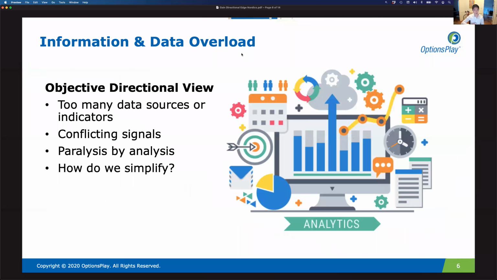So let's go ahead and get started. But the primary concern that most investors have these days, at least I can certainly speak to it myself, is what we call information and data overload, meaning we simply have access to too much information.